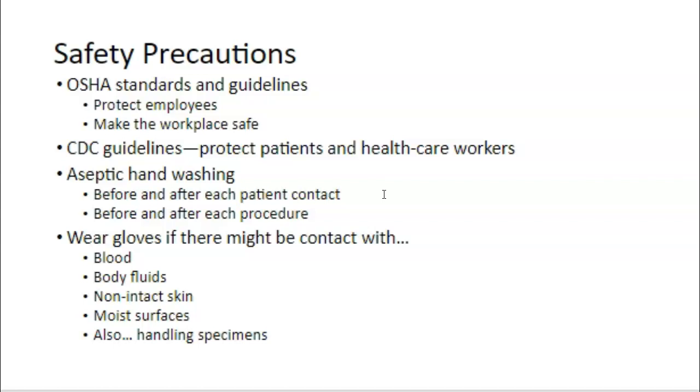You're going to wear gloves if there's ever the possibility that you might be in contact with any kind of blood, body fluids, non-intact skin, or any kind of open wounds or abrasions, a moist mucous membrane, okay, and anytime you're going to handle specimens, if any kind of biopsy has been done, any kind of vaginal exam has been done, you're going to want to make sure that you transport and package everything while wearing gloves, okay?